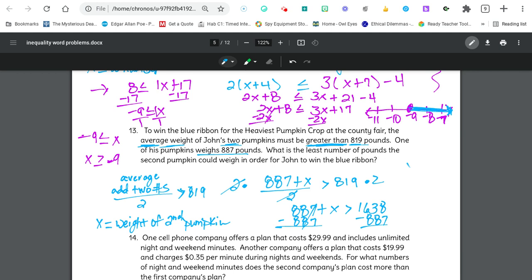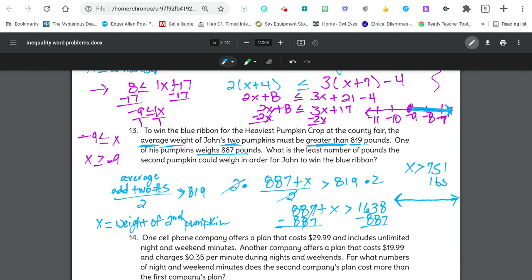So we're going to end up with, I don't have enough room, guys. X greater than, say, subtract 887, 751. That pumpkin has to be greater than 751 pounds. All right, so I'm just going to graph it. That second pumpkin does. So the smallest amount it could be is this. It can't even be 751 pounds.